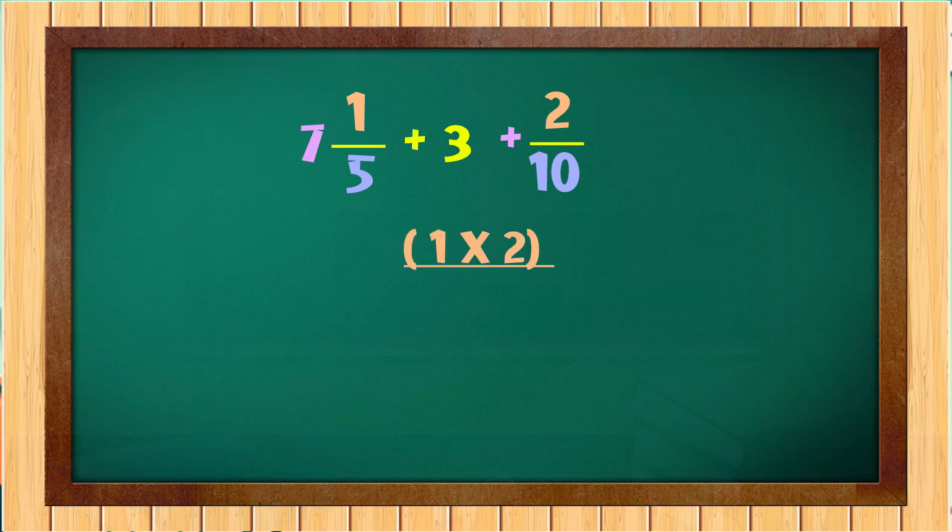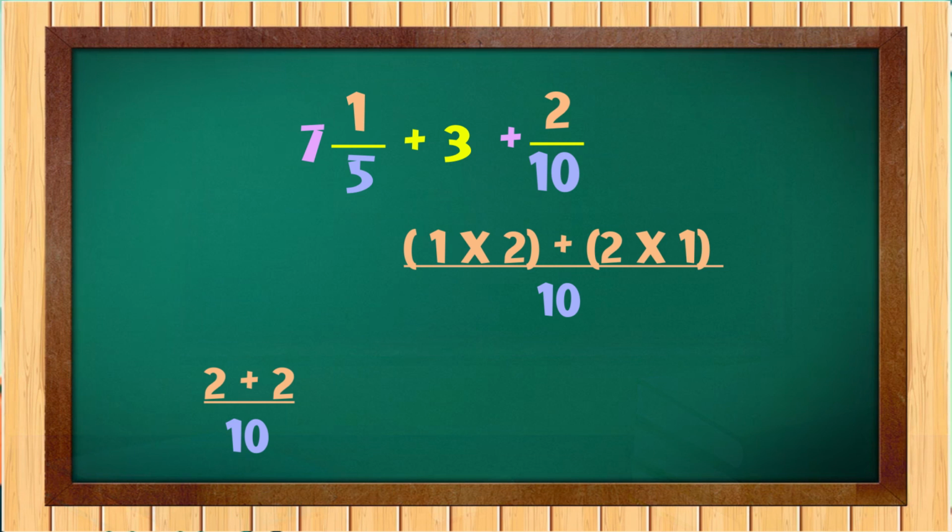Answer multiplied by numerator, 1. Plus 10 into 10, 1. Answer multiplied by the numerator, 2. 1 multiplied by 2 will give us a total of 2, and 2 multiplied by 1 will give us a total of 2. Our whole number is 7 plus 3. That will give us a total of 10. So at this step, our problem reads 10 and 2 plus 2 over 10.